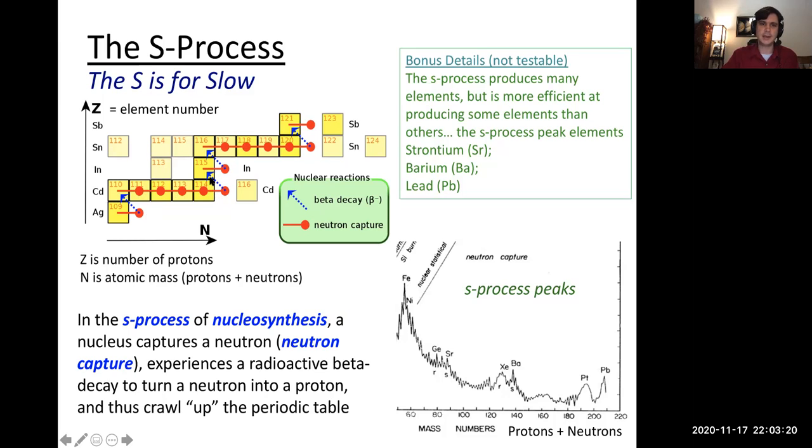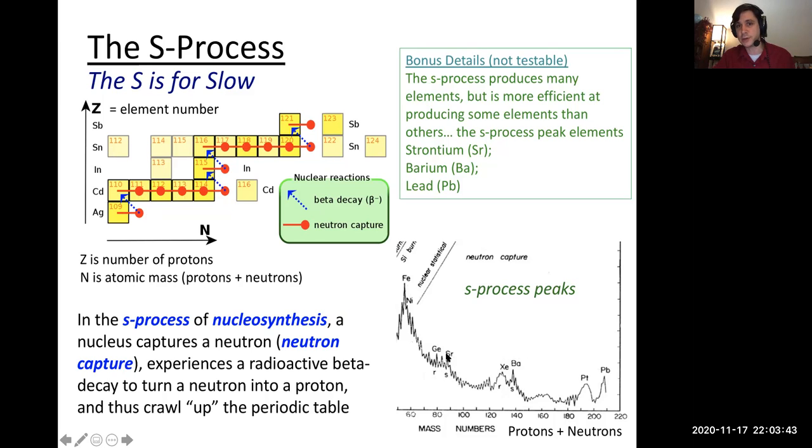Capture, capture, decay. So it's the slow crawl up the periodic table, but over time it can create heavier and heavier elements, elements heavier than iron. If we look to the right of our iron peak, you can see that we have a lot of the S process elements, and you'll notice that you have some strange peaks in here.